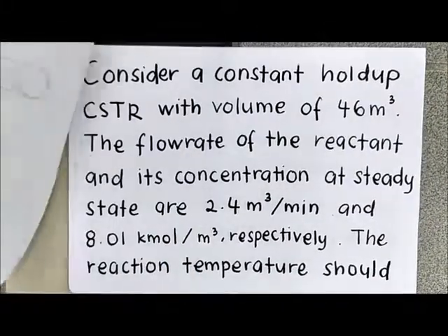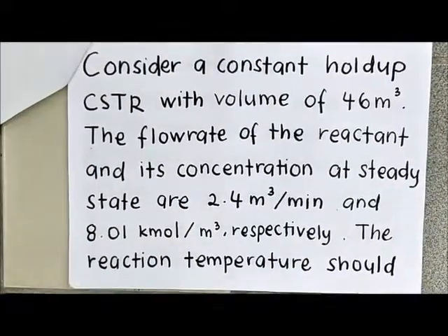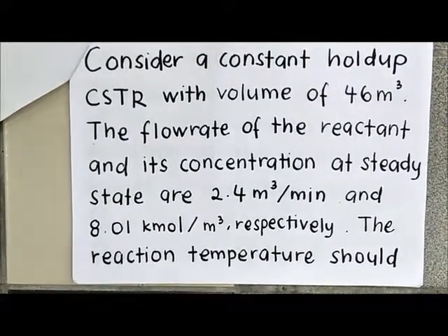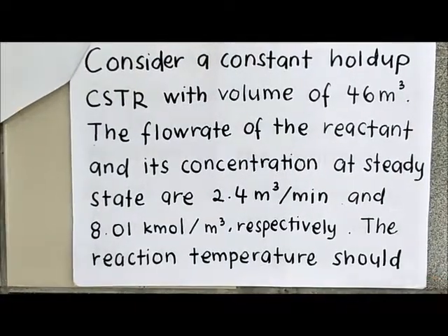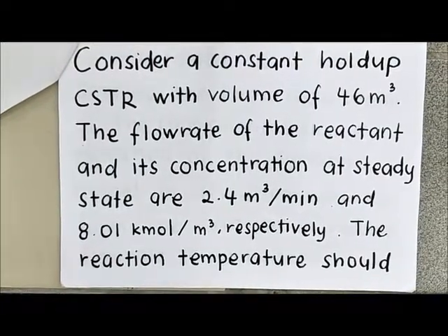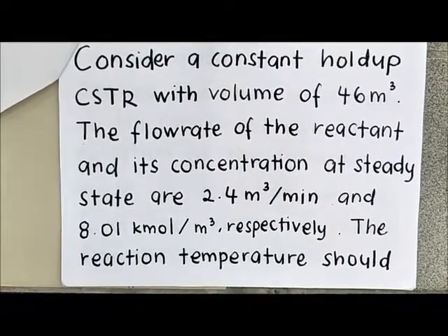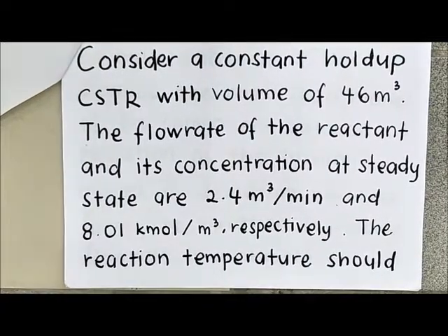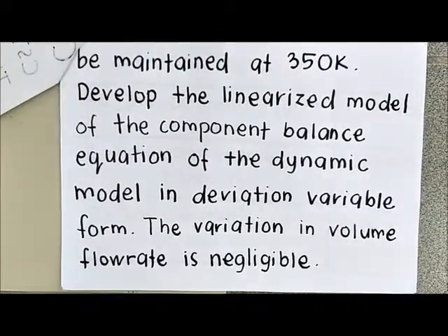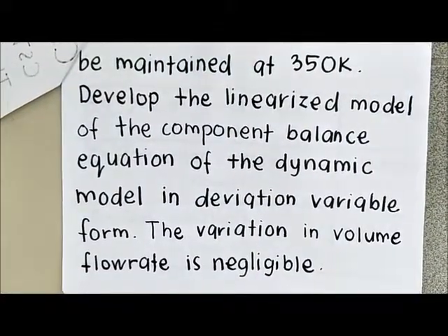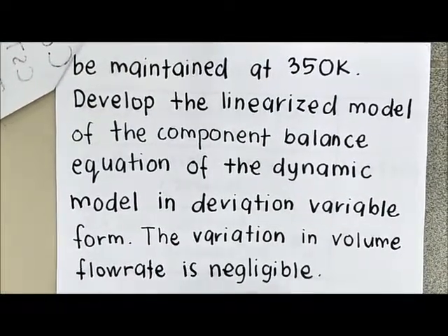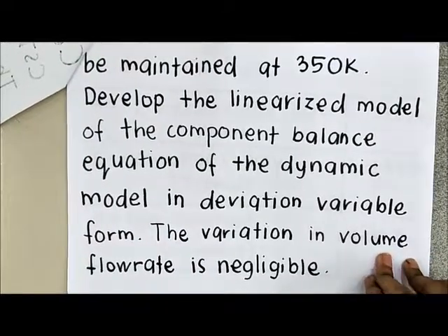For question 2, as you can see here, consider a constant holdup CSTR with volume of 46 meter cube, and the flow rate of the reactant and its concentration at steady state are 2.4 meter cube per minute and 8.01 kilomole per meter cube respectively. The reaction temperature should be maintained at 350, and we should develop the linearized model of this component balance and also the equation of the dynamic model in the deviation variable form.